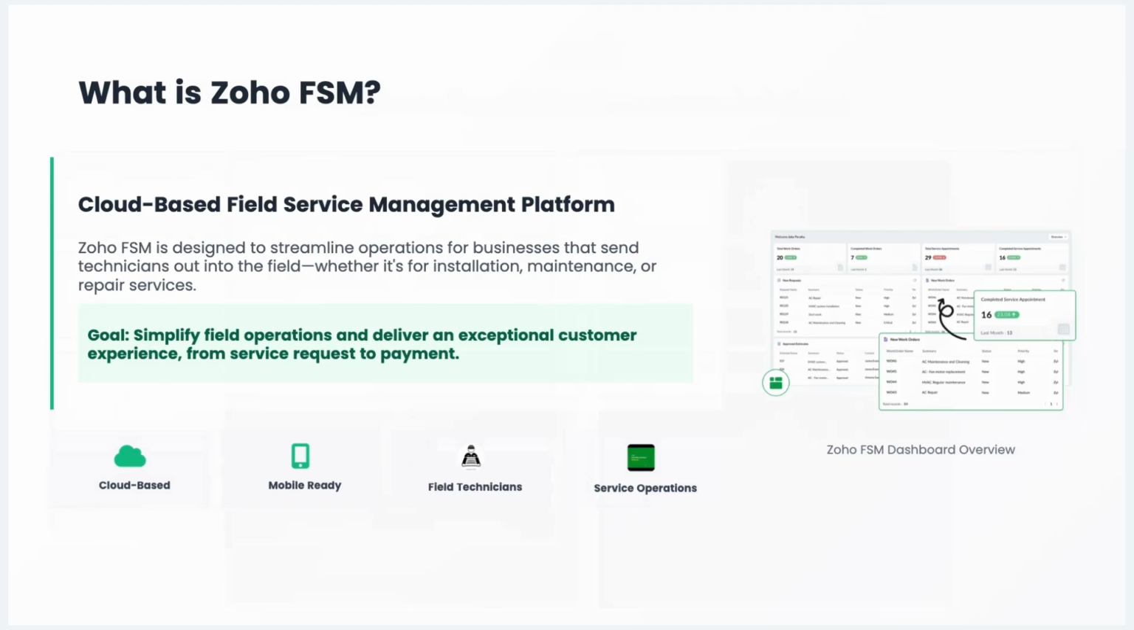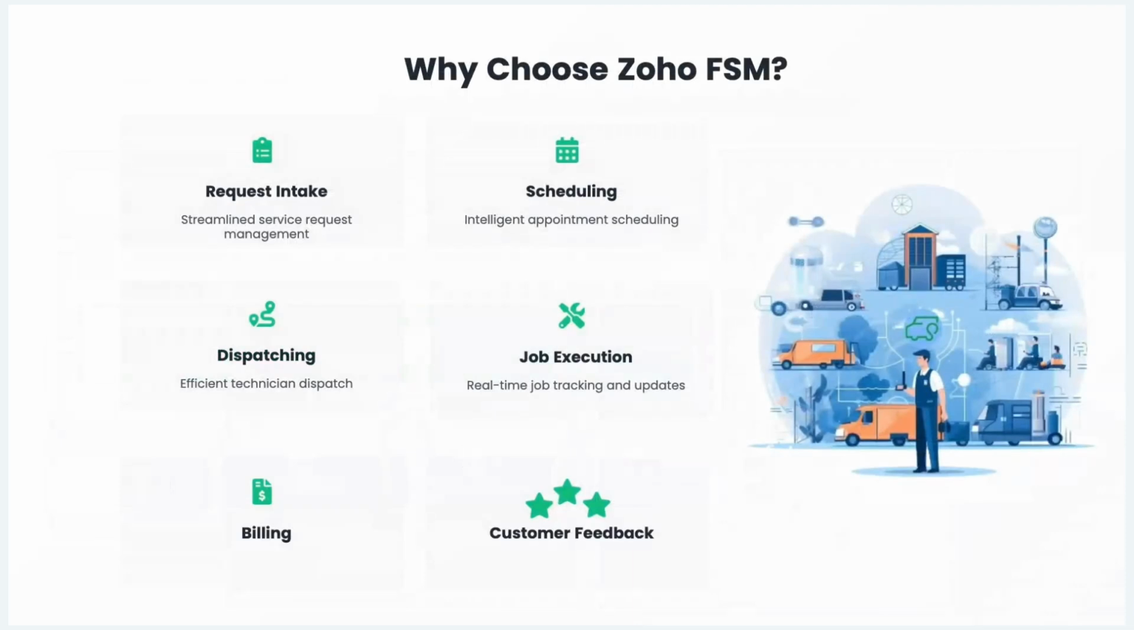Now let's see why Zoho FSM. Because it manages the entire field service life cycle in one place, from request intake, like as soon as a customer calls us and tells us whether they need a service or installation, we create a request. Then we schedule the request, assign a technician, and the technician gets to the customer's place and starts the job. Then we raise an invoice, followed by customer feedback. This is why we prefer FSM, because everything is available in one single platform.